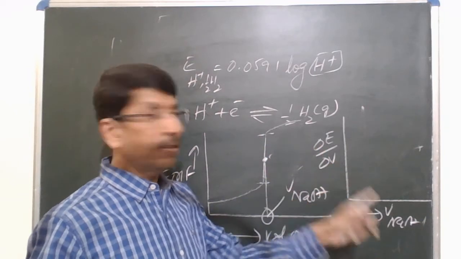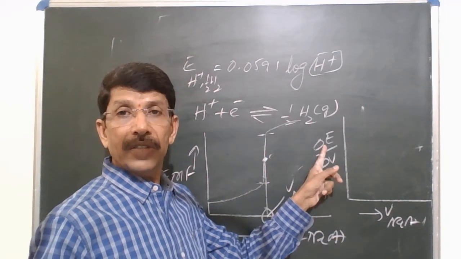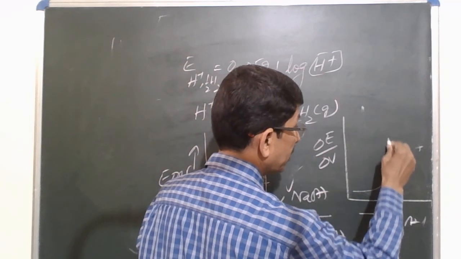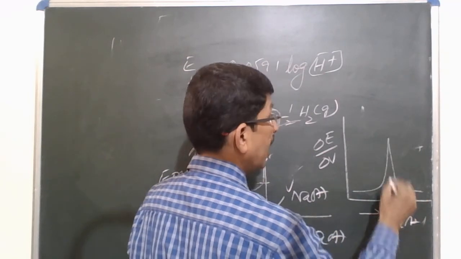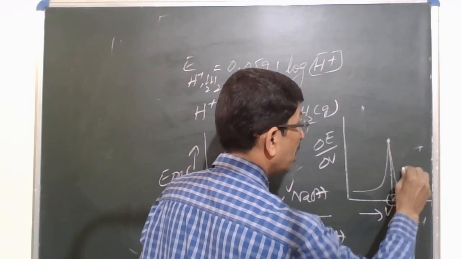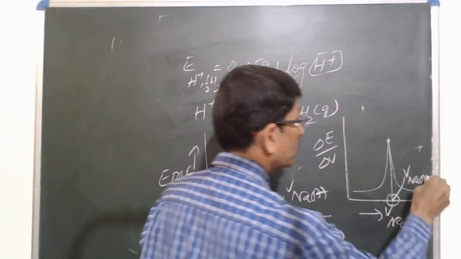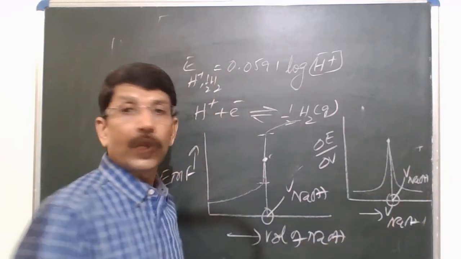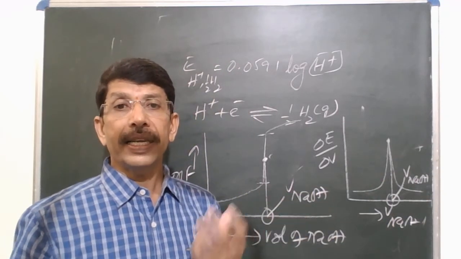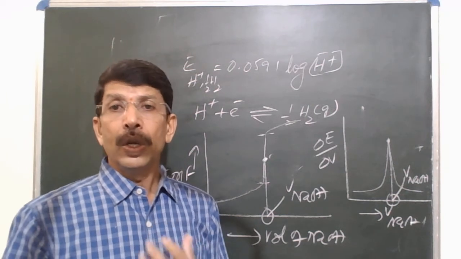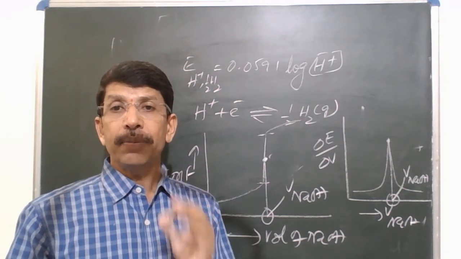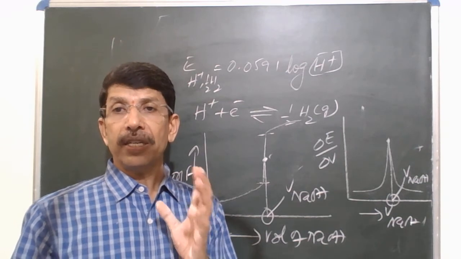So when we plot the graph of volume of NaOH versus delta E over delta V, we once again get a graph of this fashion, and the volume corresponding to this peak is the volume of NaOH that is consumed by the known volume of HCl taken in the titration vessel. So this is how it is possible to study acid-base titration by the potentiometric method.